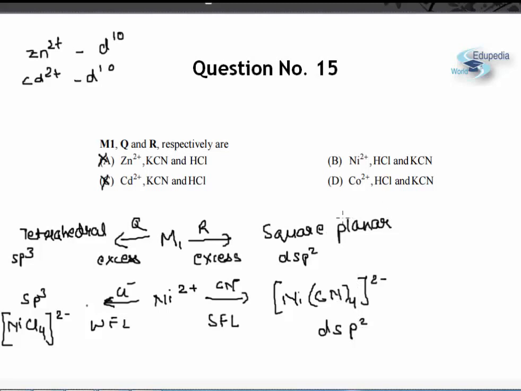You might be forced to think for a moment that D could also be an option. However, let me tell you that Co2+, that is cobalt, with excess of CN minus forms an octahedral complex, that is Co(CN)6 4 minus. So if this is an octahedral complex, there is no point that it can be square planar. So clearly D is also ruled out as the option. So that leaves me only with B. That will be my correct answer to the question.